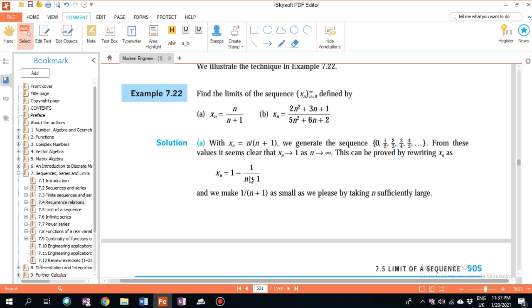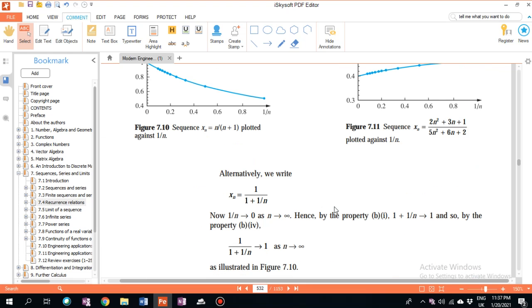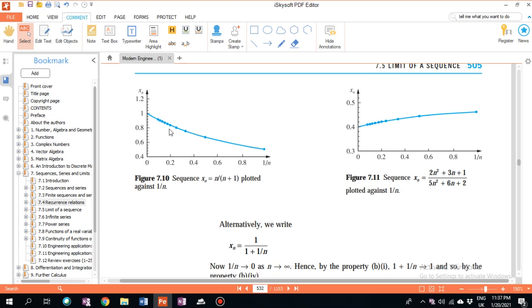means that the 1 over n plus 1 is very small, when n is sufficiently large. So this one can be simplified, become x_n equal 1 over 1 plus 1 over n. If 1 over n approximates 0, means your n is infinity. So automatically here we will get a graph of convergence, means the values start to reduce and converge.